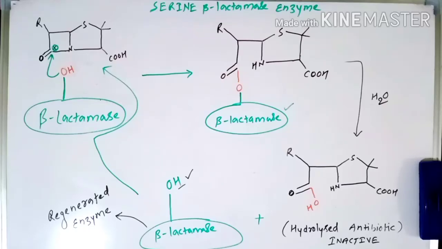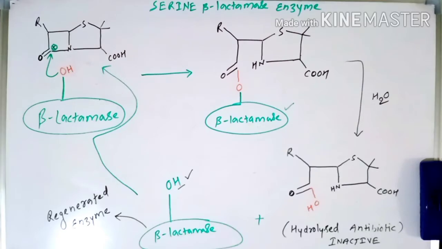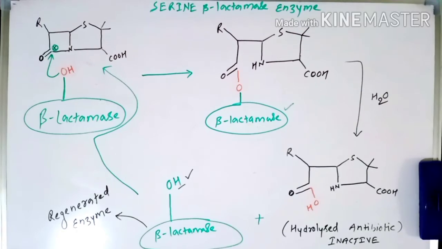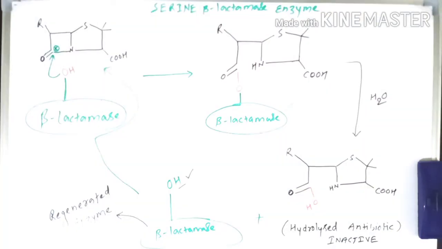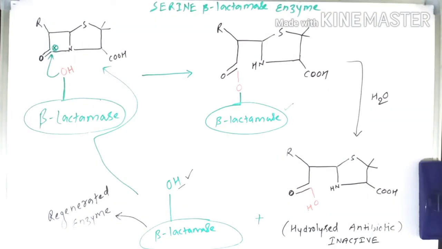Today in this lecture we will discuss how beta-lactamase enzyme inactivates the penicillin molecule. Penicillin molecule contains a beta-lactam ring which is required for its antibacterial activity. Beta-lactamase enzyme directly attacks this beta-lactam ring and inactivates the penicillin molecule. How they open the beta-lactam rings we will see in this lecture.